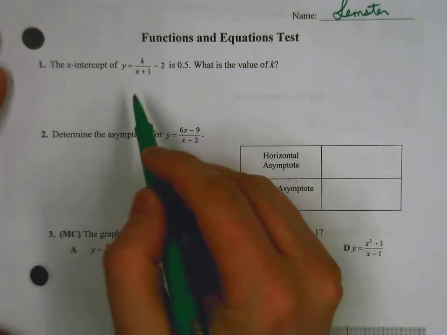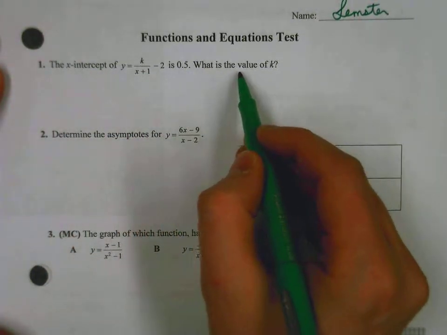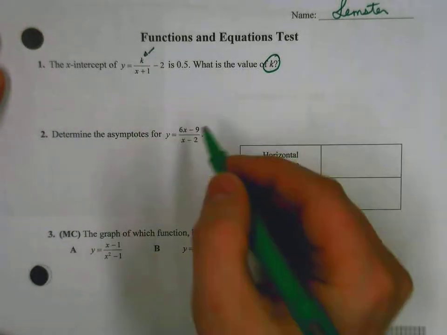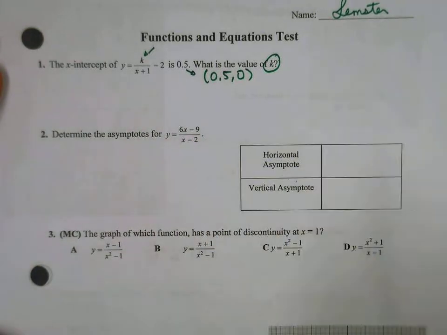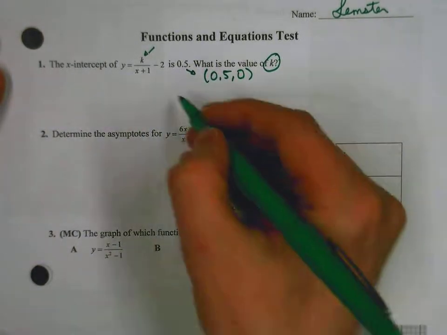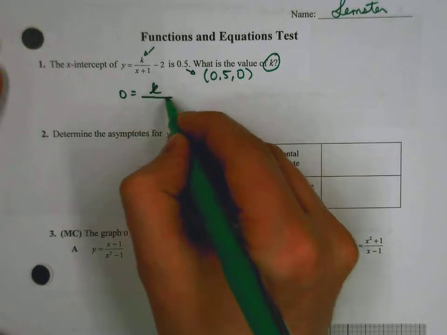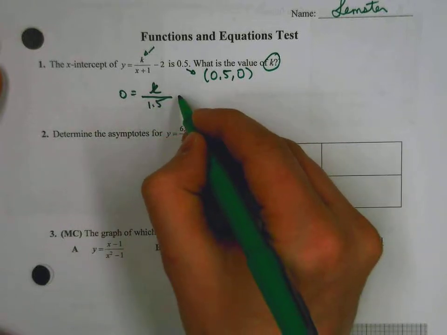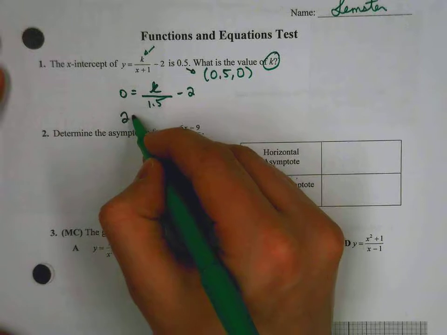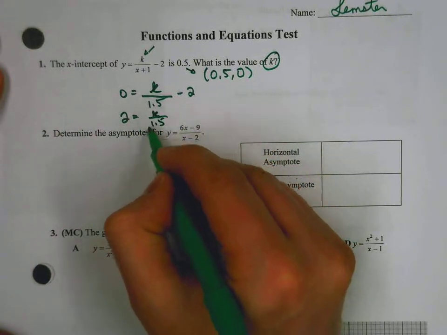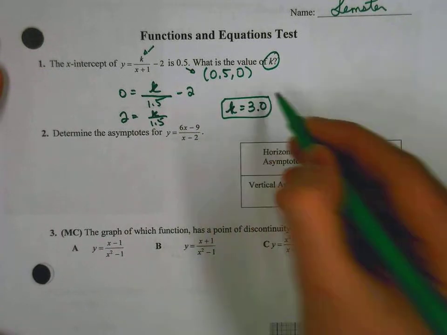For number 1, it's asking for the x-intercept being 0.5, and then what is the value of k? The fact here that isn't maybe as obvious is that if the x value is 0.5, the y value for an x-intercept is 0. So you can say that 0 comes out when a 0.5 is plugged in. So 0.5 plus a 1, and then subtract a 2, and what we can do is solve for k. Add the 2 over to this side, and a little cross multiply. That 1.5 slides up here. 2 times 3.5 is a 3.0, or a 3 for the value of k.